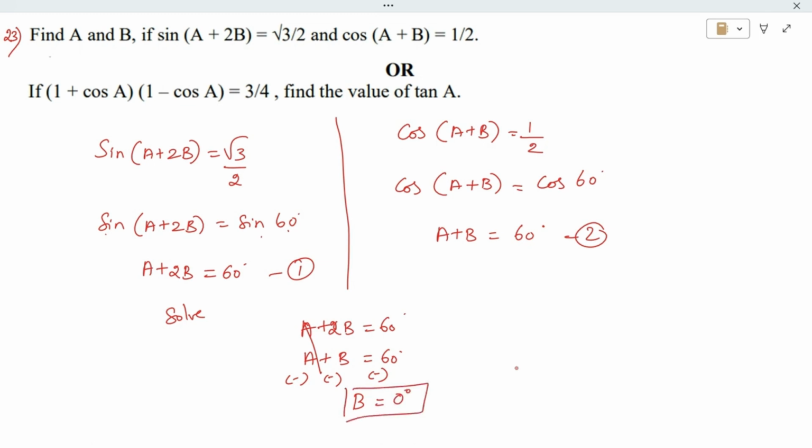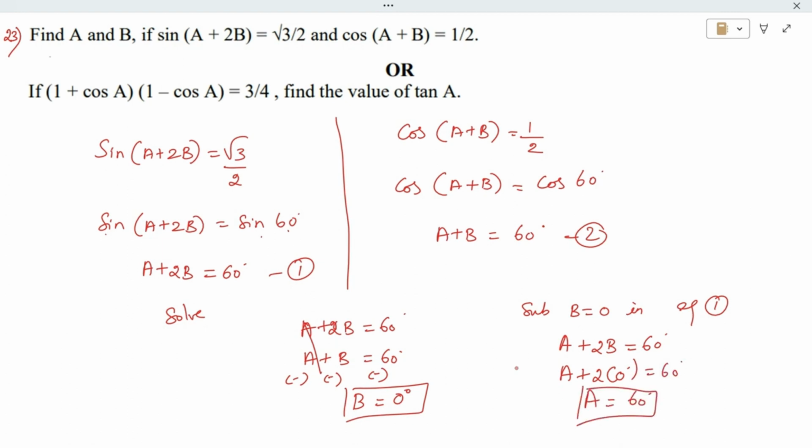Okay, after getting B, I can substitute in any one of the equations. So I'm taking equation 1. So substitute B equal to 0 in equation 1. I will get A plus 2B equal to 60 degrees. So A plus 2 times 0 degrees is equal to 60 degrees, which is nothing but A is 60 degrees. So I get the values of A and B, that is A is 60 degrees and B is 0 degrees.